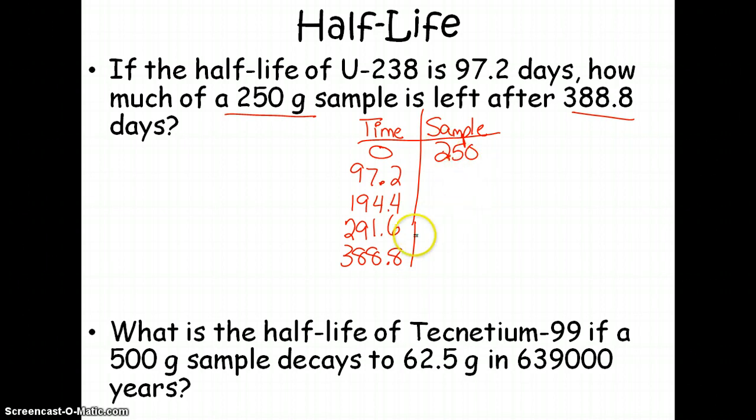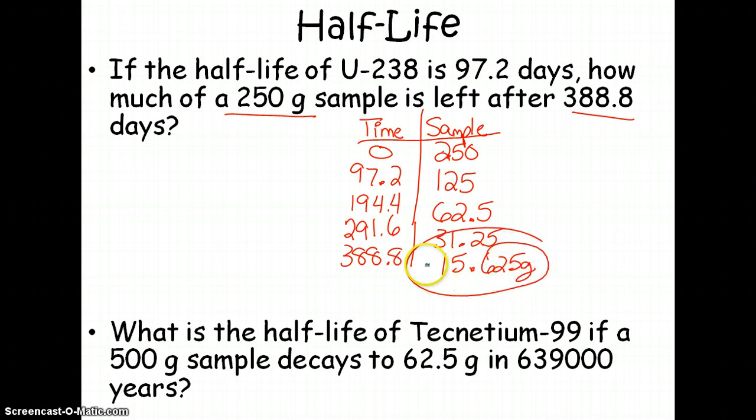So every time a half-life went by, we lost half our sample. So we get 125 there. And then that bumps us down again, cut in half, to 62.5. And then it cuts in half again, 31.25, and then again at 15.625 grams. So that's how much we have left after all of those half-lives.